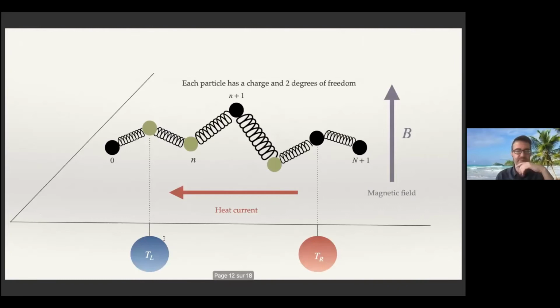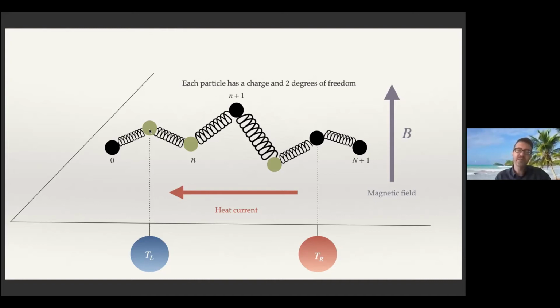And now I would like to introduce a new model, which was inspired by a paper by Keiji and Makiko Sasada. It is a one-dimensional chain of oscillators, but each particle has 2 degrees of freedom. So each particle can move in this plane, which is represented here.